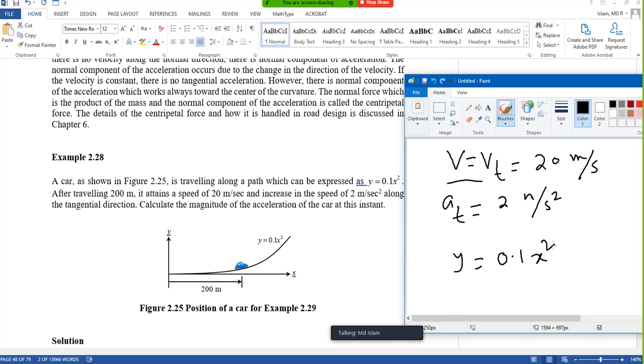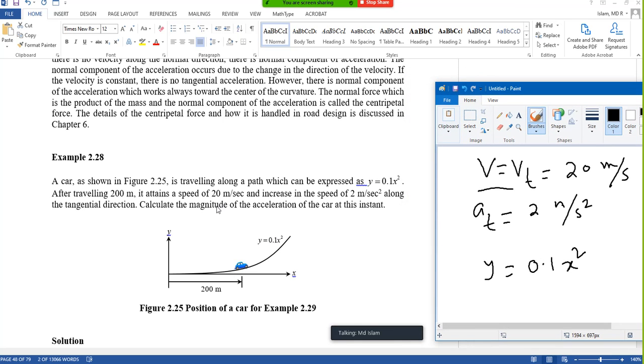X is, that is the equation of this path. Now in a normal road, we can find the equation only very roughly, not exactly, because our road doesn't follow an equation exactly. But in a small segment, we can easily derive our equation. What is the question? Magnitude of the acceleration at this moment.